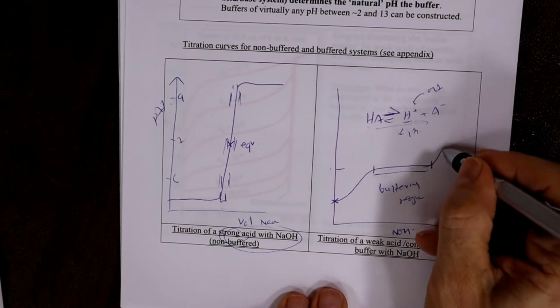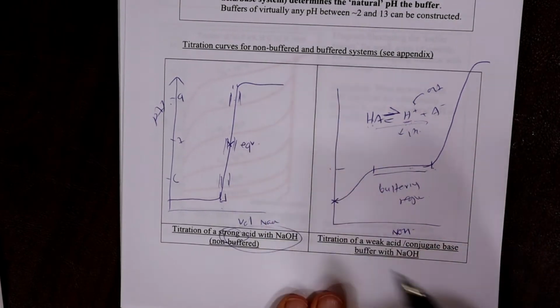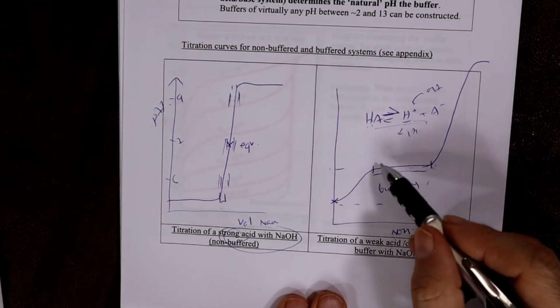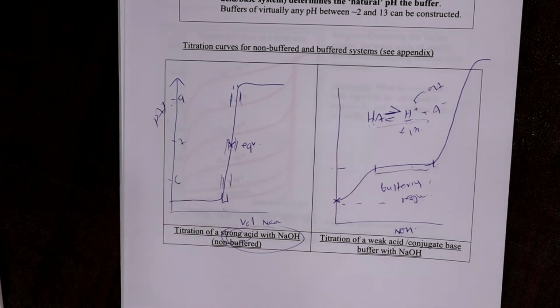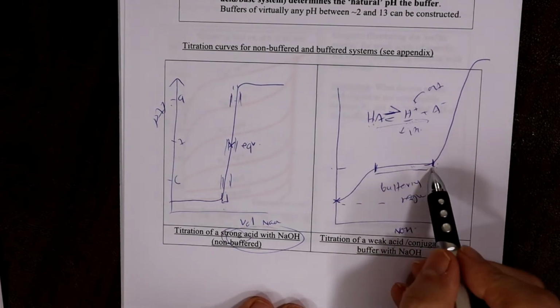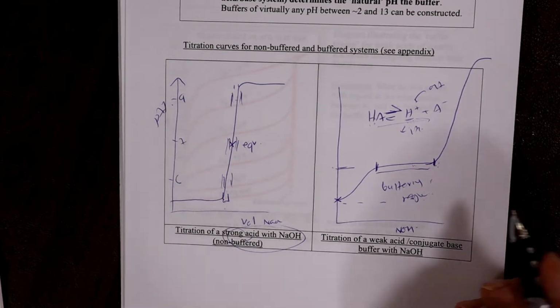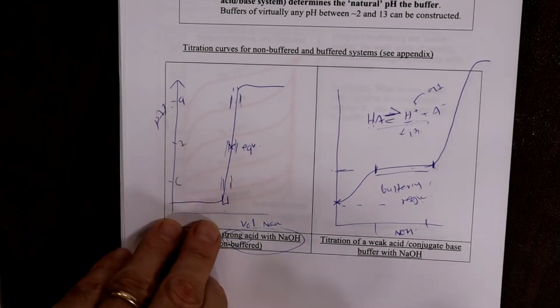And then it just goes crazy when it runs out of HA. When this is gone, it just turns into this curve. So if you think about it, it is that curve, but with this extra buffering region. Hopefully that makes sense. So we'll always have a flat region of the curve in a buffered system where pH is approximately constant across a large change in external NaOH concentration, or in this case, if we did the other one, external H plus.